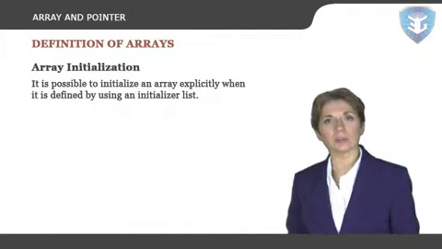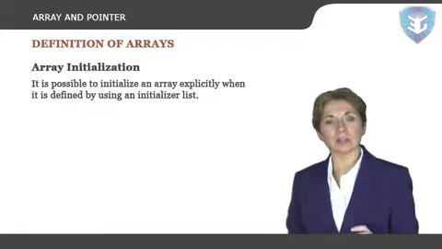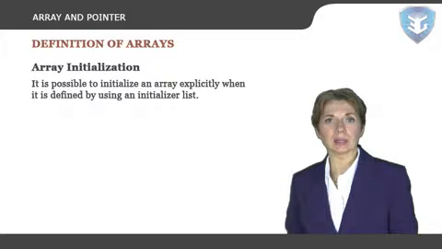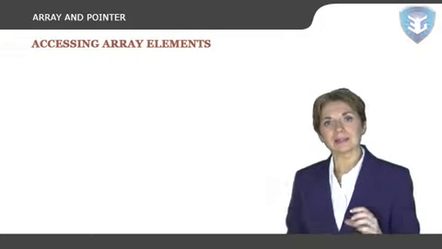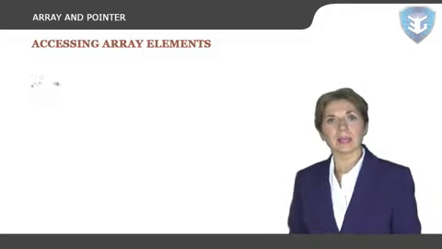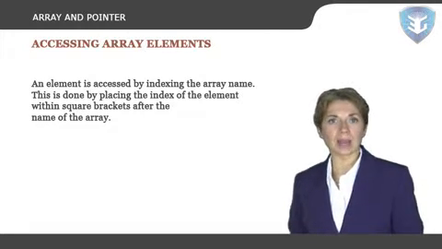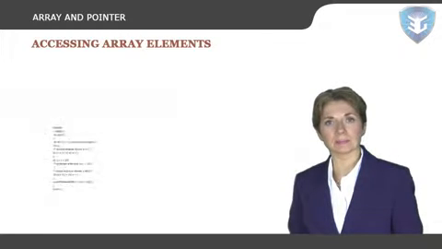It is possible to initialize an array explicitly when it is defined by using an initializer list. An initializer list is a list of values of the appropriate type enclosed in braces and separated by commas. Let's now take a look at how to access the array elements. An element is accessed by indexing the array name. This is done by placing the index of the element within square brackets after the name of the array.